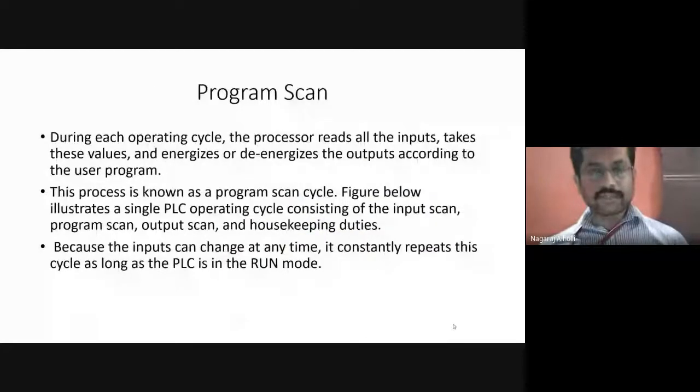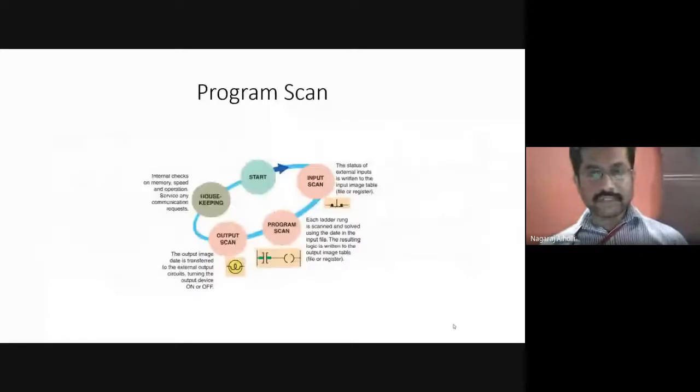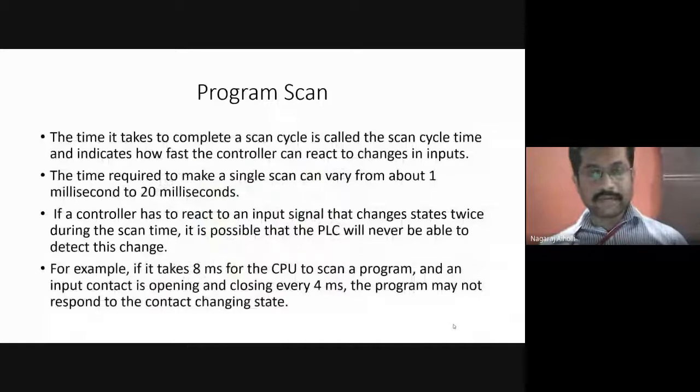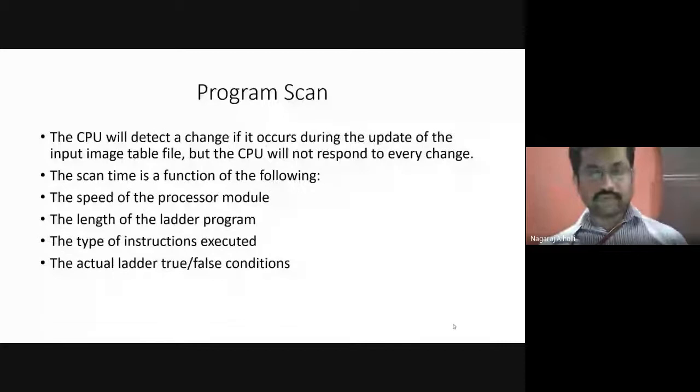Next topic was on the program scan. We understood what is a program scan, what is program scan cycle. Right? This is our program scan process. Then what is a program scan cycle? What is the time taken to scan? What are the features of program scan? What are the factors on which the scan time depends? That is, it depends on the speed of the processor, length of the program, type of instructions, and the if-else conditions or the true or false conditions in the instructions.